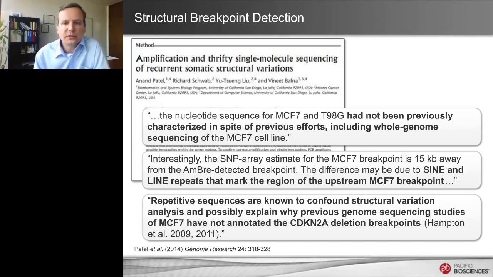The authors note that the difference may be due to the SINE and LINE repeat elements that mark the region of the upstream MCF7 breakpoints, and they conclude that repetitive sequences are known to confound structural variation analysis and possibly explain why previous genome sequencing studies of MCF7 have not annotated this particular tumor suppressor gene breakpoint.